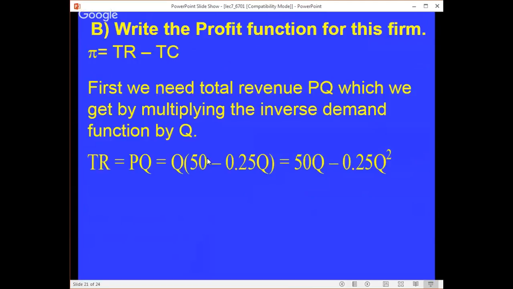So we'll start with total revenue, P times Q. But I have a function for P, so I have Q times 50 minus 0.25Q. That's equal to 50Q minus 0.25Q squared. That's my total revenue for the profit function. I simply have to subtract off our cost.